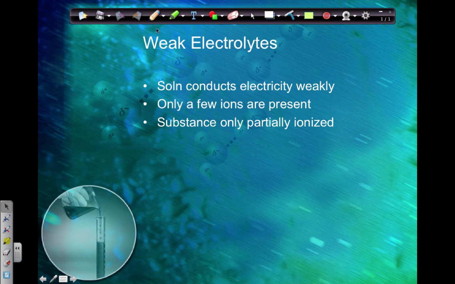Weak electrolytes would include slightly soluble ionic compounds, non-soluble ones, because what ends up happening is some of it will actually dissolve if you put enough water in there. So you will have some ions, but just not very many. And also weak acids and weak bases. If you put in a weak acid or weak base, some of it will ionize and you'll have some ions floating in that solution, but you'll also have some molecules.